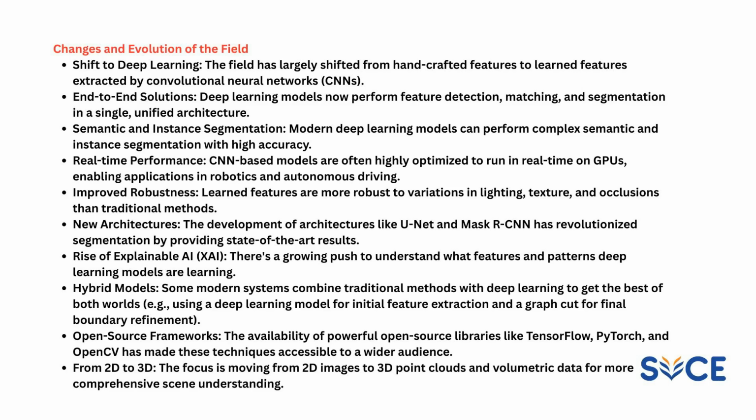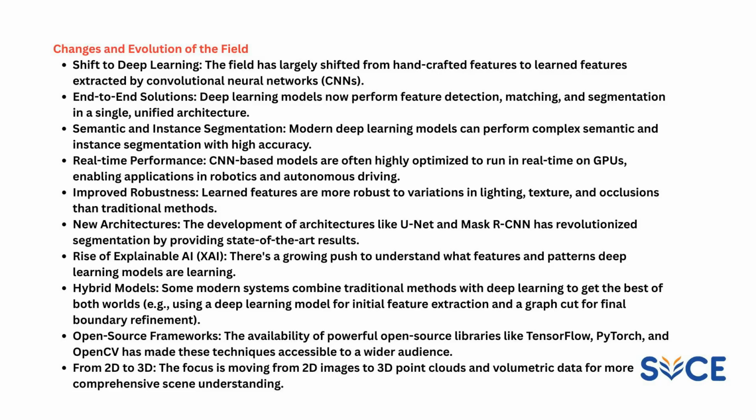Semantic segmentation classifies every pixel into a category, for example road or tree. But even more advanced is instance segmentation, which can identify and label each individual object in an image, differentiating car 1 from car 2.